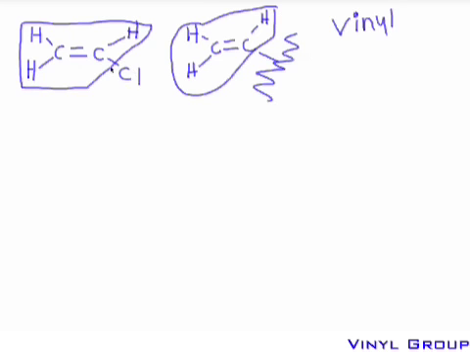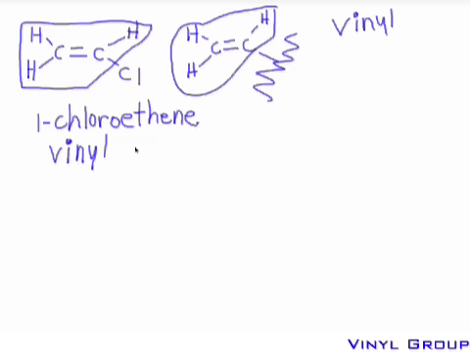Now, when there's a chloro on, the IUPAC name is 1-chloroethene. A 2-carbon alkane is ethane. When it's a double bond, you drop the ane and add ene, and we have a chlorine at carbon 1. But the common name is to name these chloro groups as chlorides. I mentioned that last lecture. So we would commonly call this a vinyl chloride.